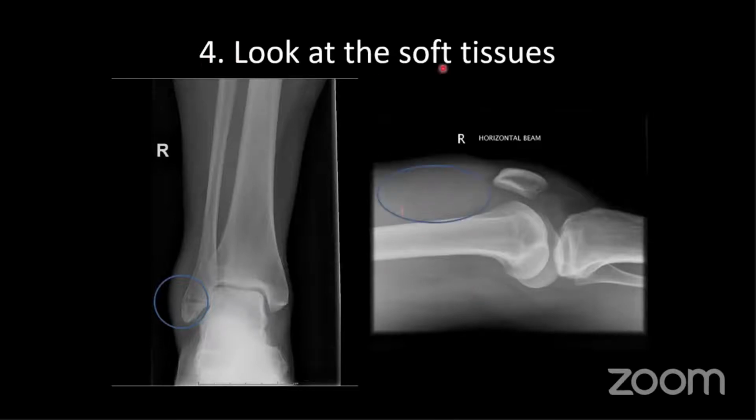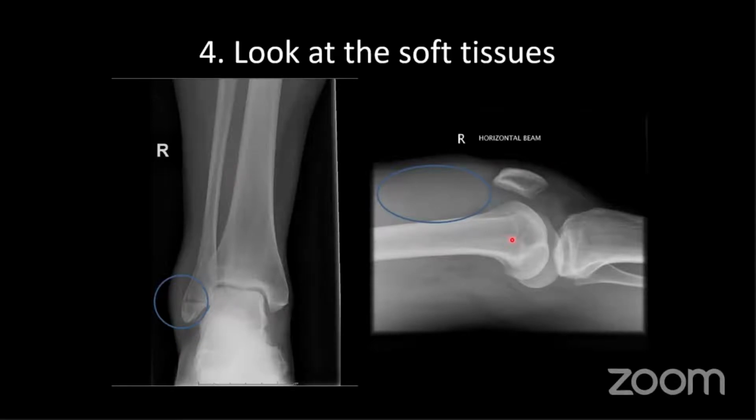So principle number 4 is look at the soft tissues. Soft tissue swelling guides you towards the area where the pathology might be. And if you see lots of effusion, lots of soft tissue swelling in the absence of other injuries, then you either need to go back and look harder, or if the patient has persisting symptoms and there's clinical suspicion or the mechanism of injury is high, then they might need further investigations, such as an MRI.